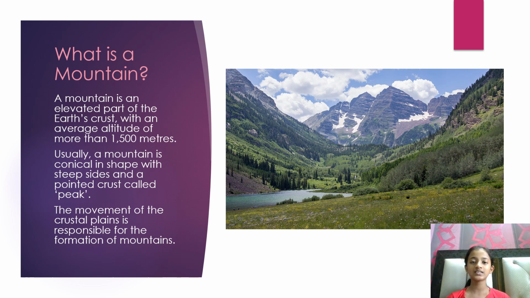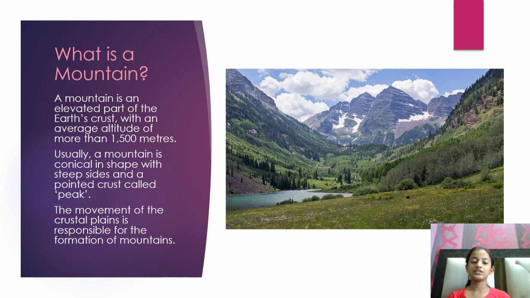That means a mountain is a bit lifted up part of the Earth's crust with an average altitude of more than 1,500 meters. The average height of mountains is 1,500 meters. Usually a mountain is conical in shape with steep sides, steep slopes, you can also say that, and a pointed crest called a peak.